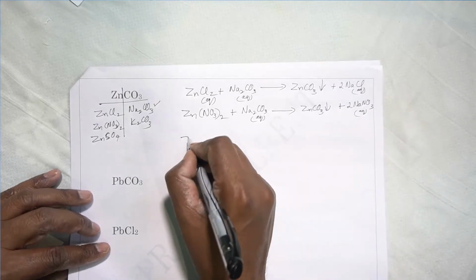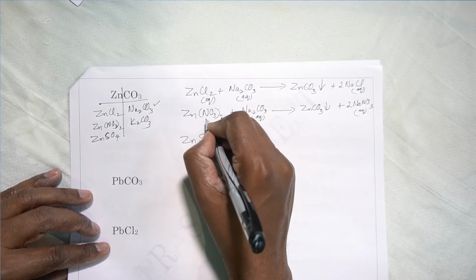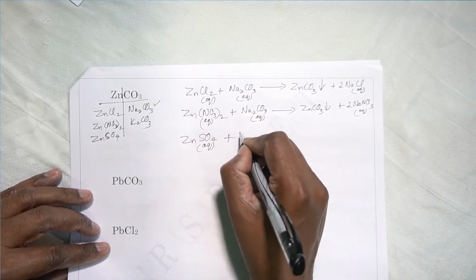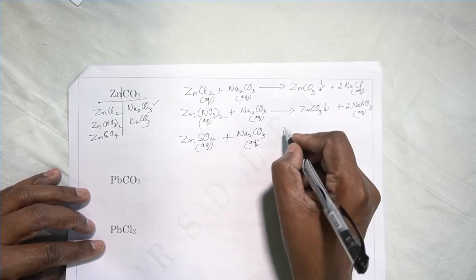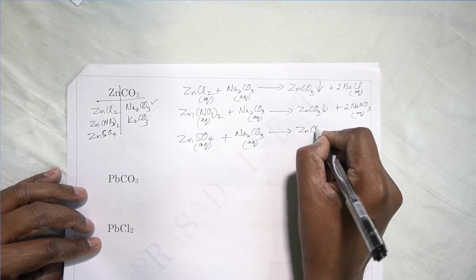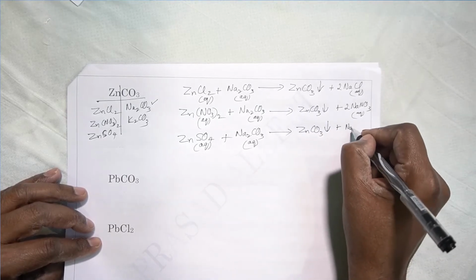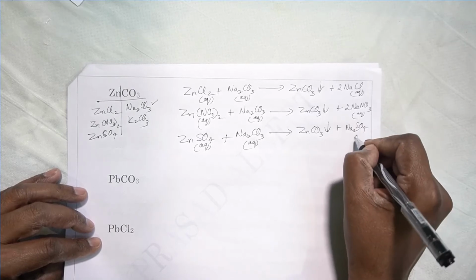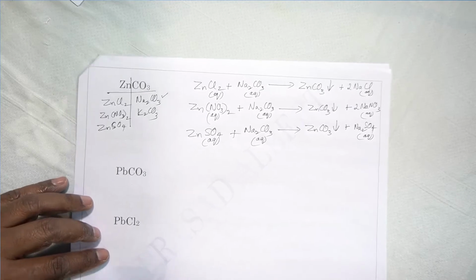The next is zinc sulfate ZnSO4, which is also aqueous. This also is aqueous, plus Na2CO3 aqueous solution. It is soluble in water. Yes. Then you get zinc carbonate insoluble salt precipitate plus Na2SO4, which is in the aqueous form. Okay, right. Now this is how you got zinc carbonate.